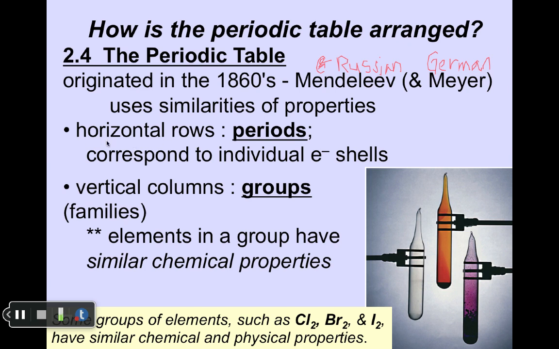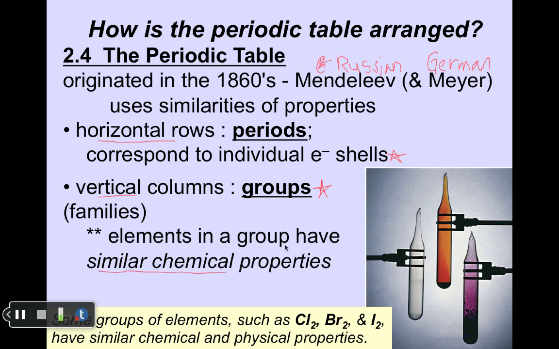what we still use today. There are horizontal rows that are called periods that we'll find out soon correspond to the individual electron shells that atoms have, and vertical columns that we call groups or families. In other words, if they're families, they must have something similar about them, namely similar chemical properties.